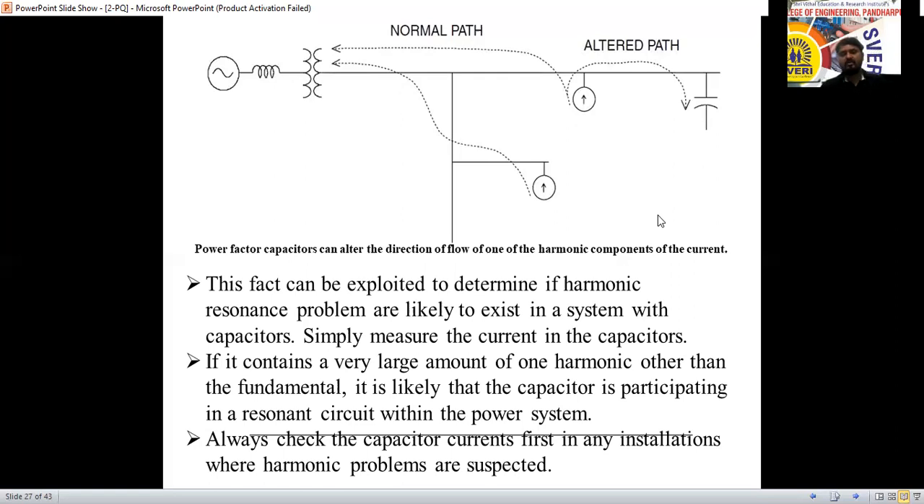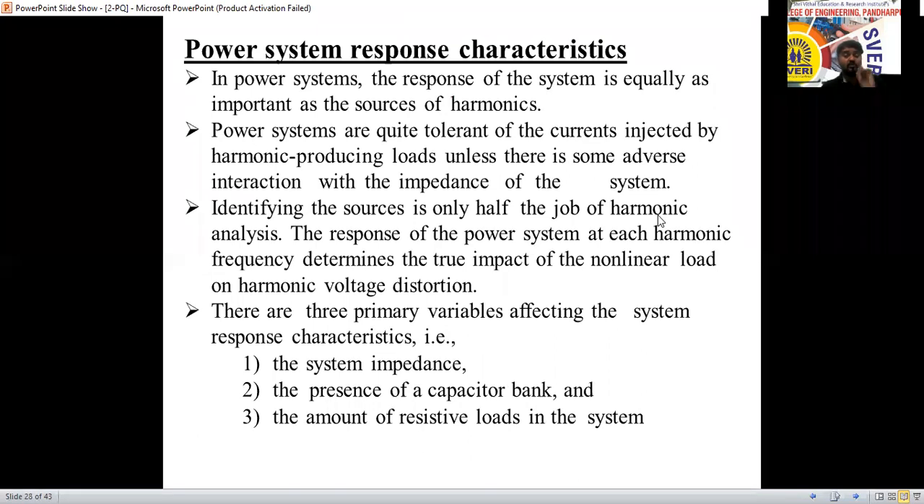We'll stop here only. Next we'll discuss the response to these harmonics: how the power system is going to respond, what its characteristics are, what the changes in impedance are, series resonance, and parallel resonance. These are all the things we are going to discuss in the next class.